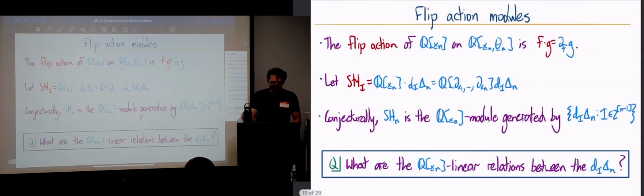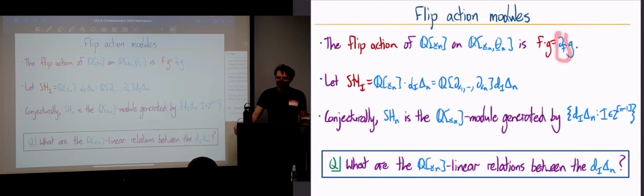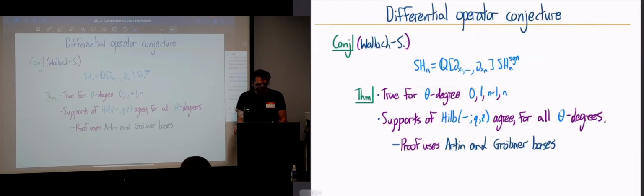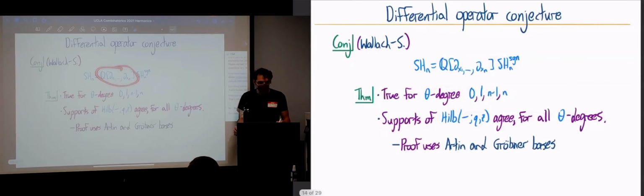It's in the papers. Okay, so that conjecture, I think, motivates this flip action. So we have an action of the polynomial ring in n variables on superspace defined just by acting by the partial differential operator. So back over in the differential operator conjecture, you just kind of want to take these alternants, which again were all of this form, and close them under this action.